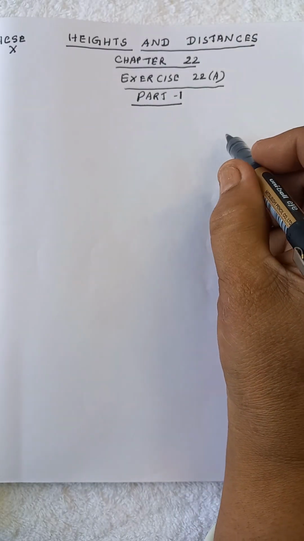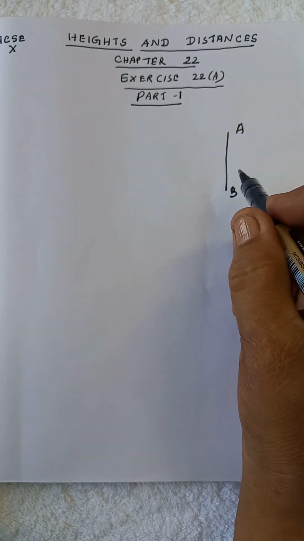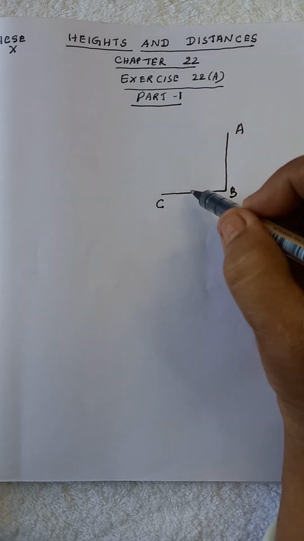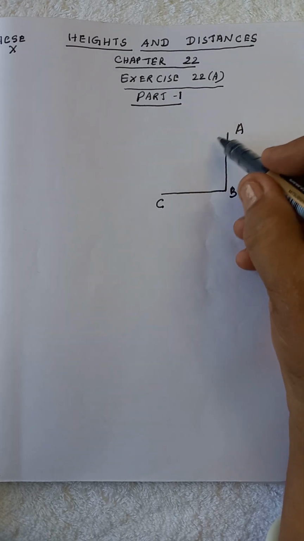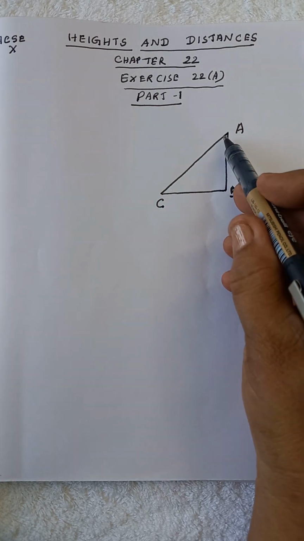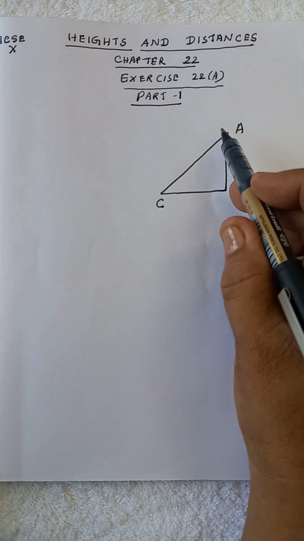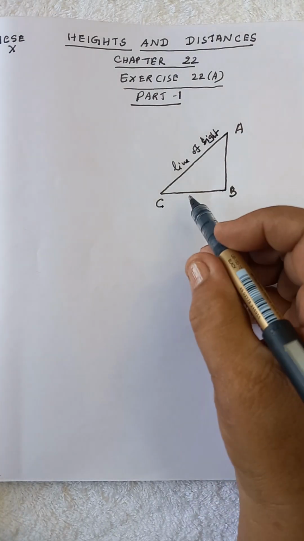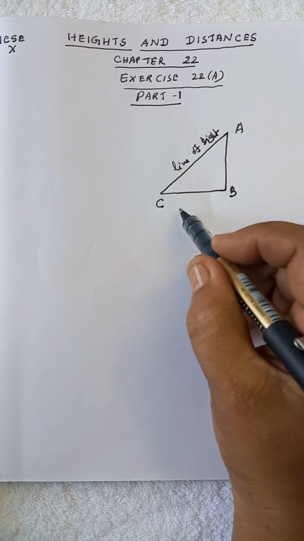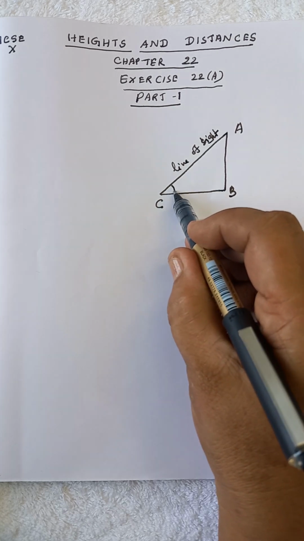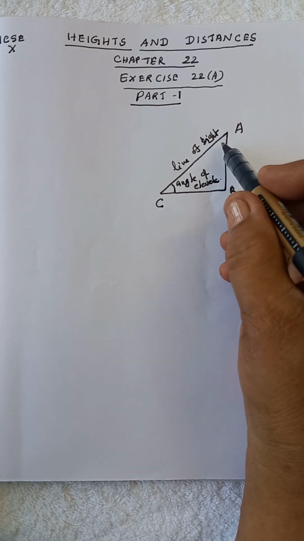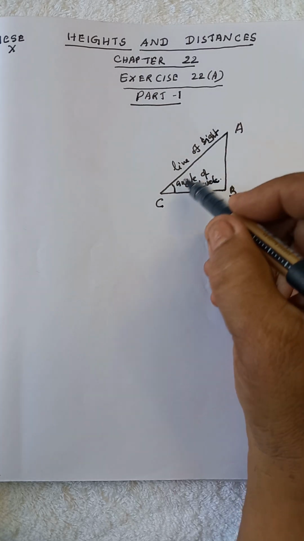For example, let there be a tower on the ground and a man standing on the ground, say at the point C, viewing an object at the point A. Then the line joining the eye to the object at the point A is called the line of sight. The angle which the line of sight makes with the horizontal is called the angle of elevation. So here the angle of elevation is angle ACB.